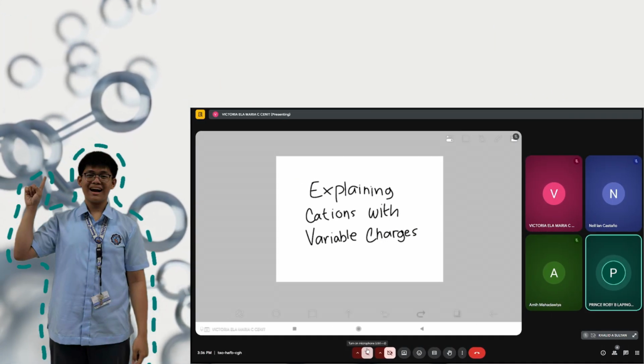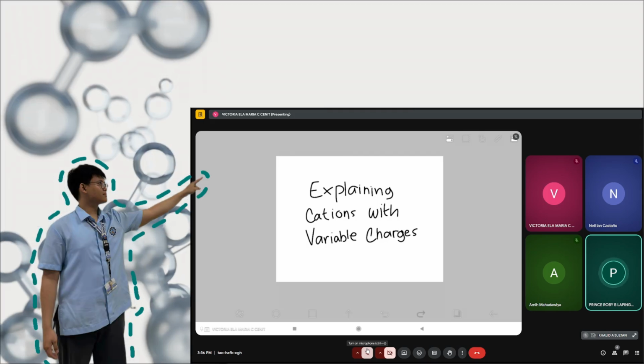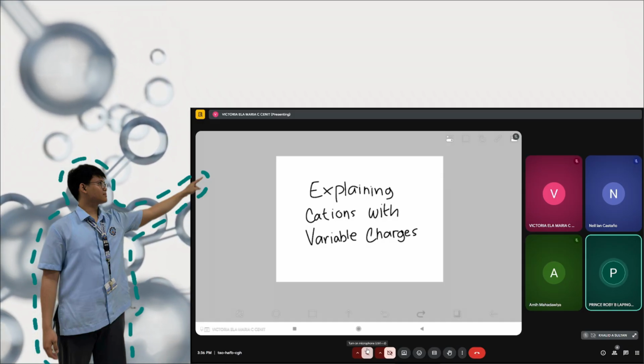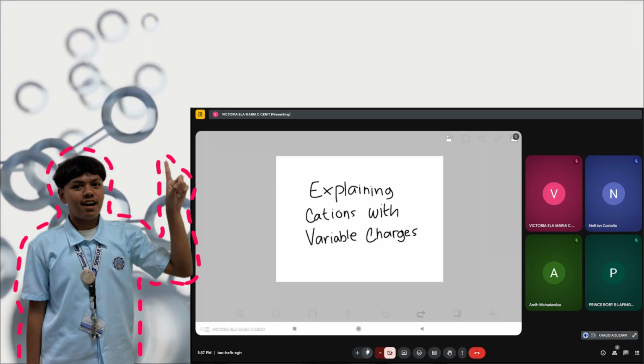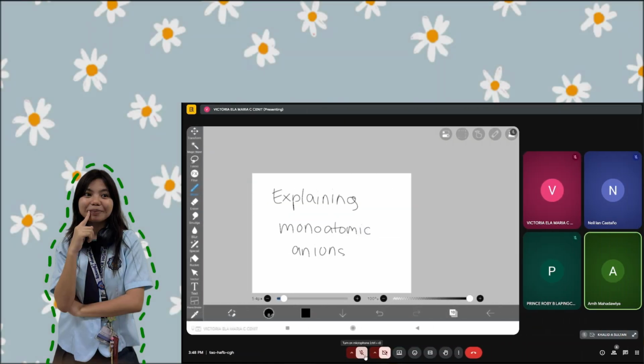So the pattern is simple. Use Roman numerals for the stock system. Use -ous for the lower charge and -ic for the higher charge in the classical system. Exactly. And by looking at the formula, you can figure out the metal's charge by balancing it with the charge of the anion. Now, let's proceed to the monatomic ions.